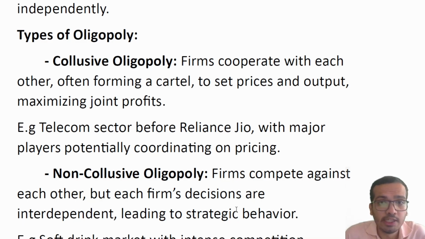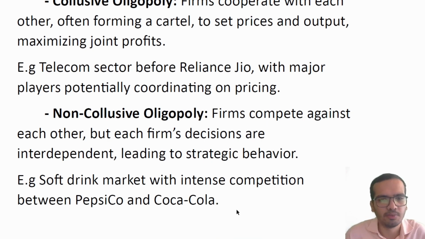The best example could be the telecom sector before Reliance Jio, with major players potentially coordinating on prices. After the entry of Jio, the market has been disrupted like anything, and the other players are currently price takers. Earlier all were jointly setting the price, but currently based on the price change of Reliance Jio, every other player is changing the prices of their products or services.